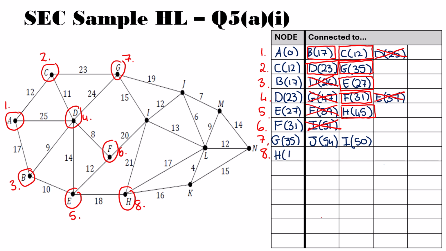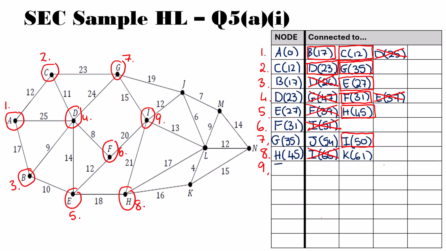So H is 45. H is connected to I, which is 21, which gives us 66, and K, which is H to K is 16 plus 45, gives us our 61. We now have duplicates for I, so we're going to get rid of that bigger value. I is now our next smallest node, so that's going to get locked in as node 9.